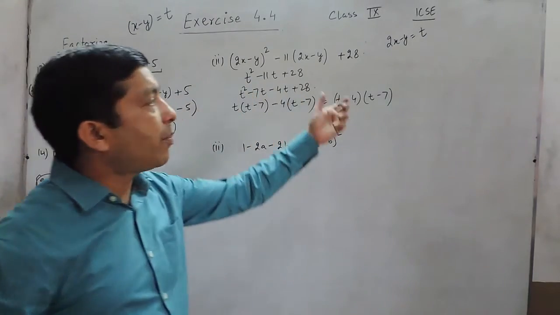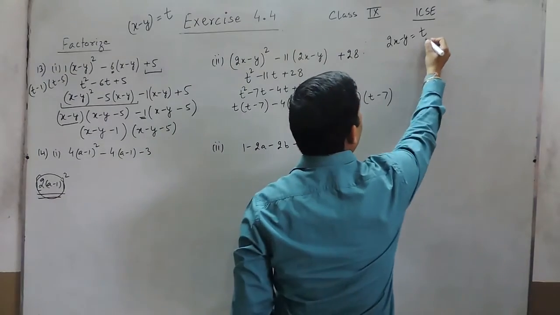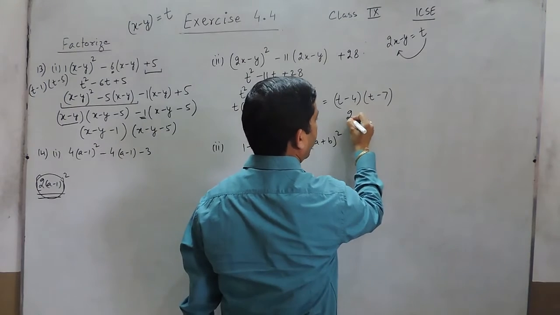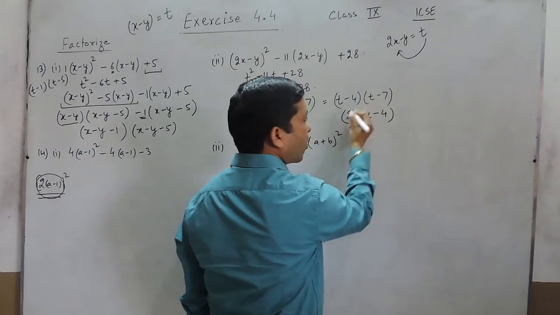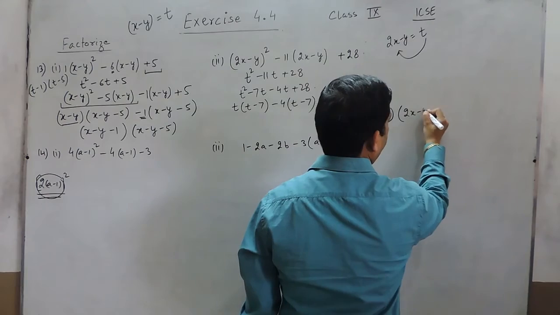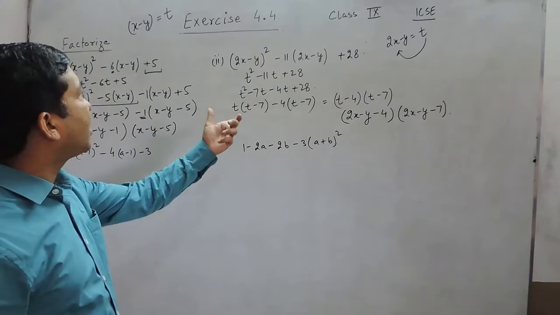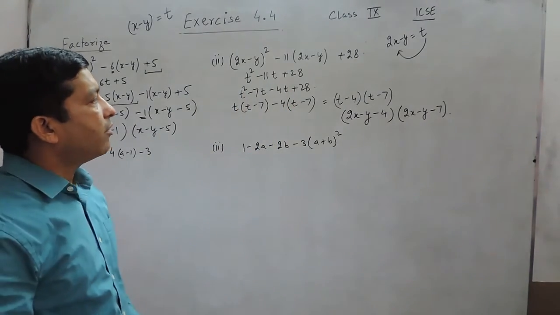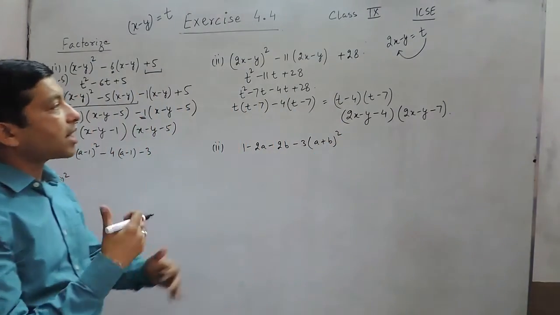Now, because we have taken 2x − y as t, if I again put the value of t as 2x − y, the answer will come out as t − 4, which can be written as 2x − y − 4, and the other factor is 2x − y − 7. So it is always preferable to take a different variable and then substitute it back, because if we write the whole question out, there are a lot of chances that we will make some mistakes.